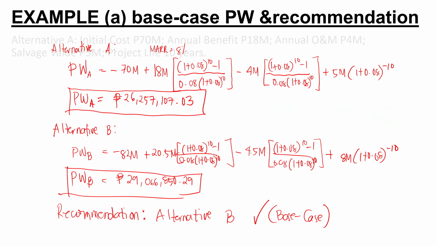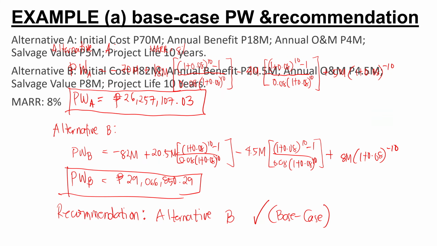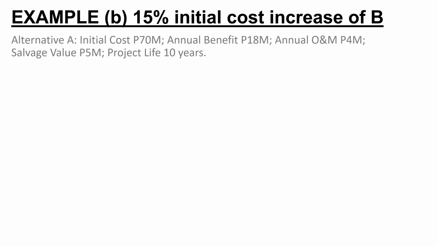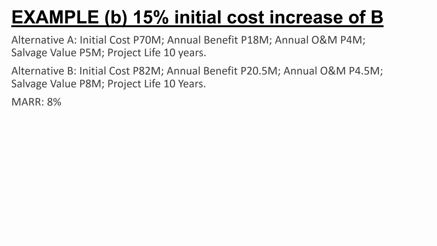Next we're going to get this one. 15% initial cost increase of B. So the B might increase 15%.